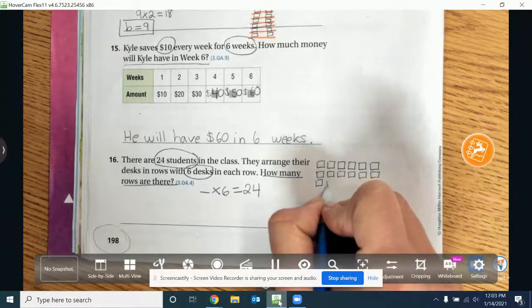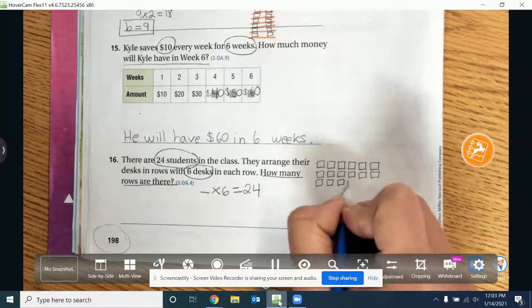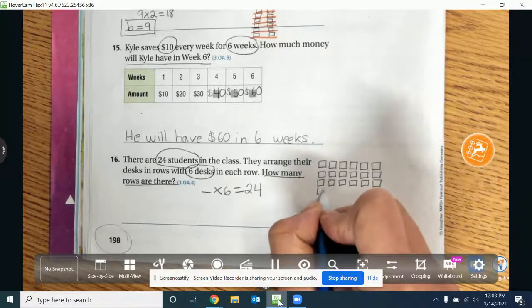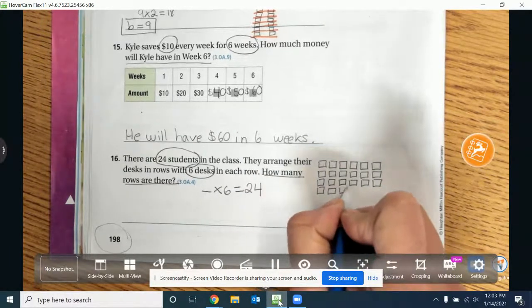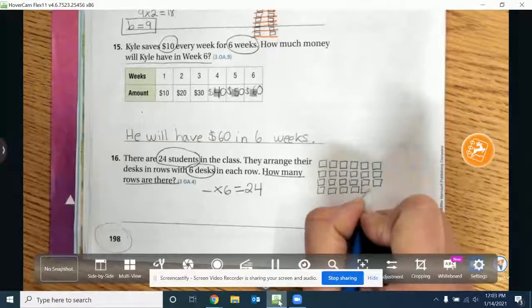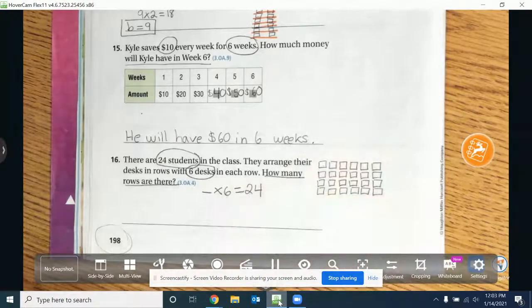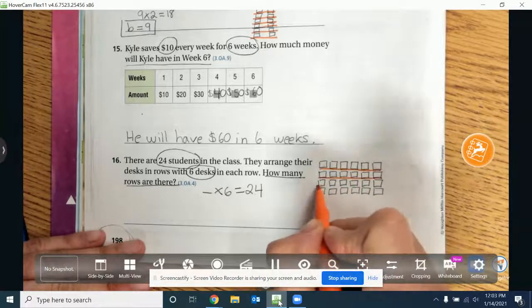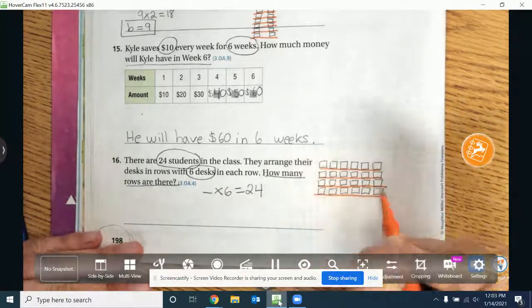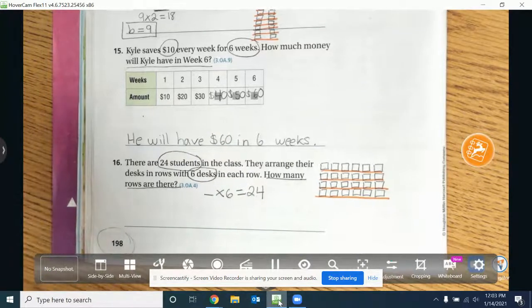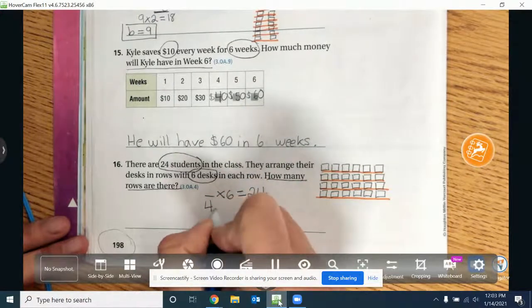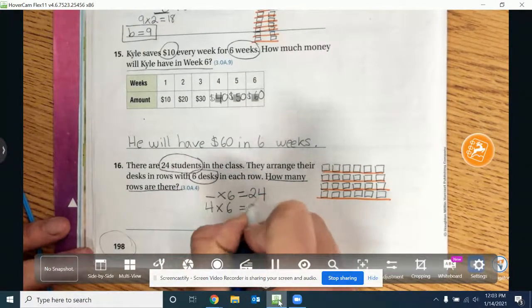13, 14, 15, 16, 17, 18, 19, 20, 21, 22, 23, 24. Go ahead and stop there. How many rows did we make? 1, 2, 3, 4. We made 4 rows. So the answer will be 4. 4 times 6 equals 24.